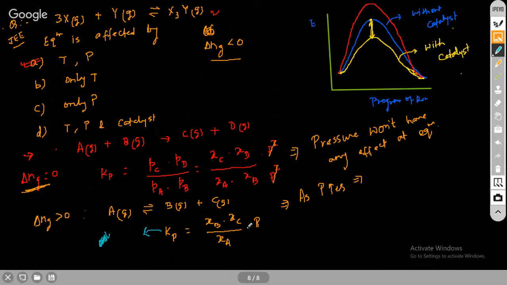And when Xa increases, what should I write here? As P increases, according to Le Chatelier's principle, Xa should increase. When Xa increases, it is only possible when the reaction goes in the backward direction. So as pressure increases, backward reaction is favorable. Again, we can say, as pressure decreases, the reverse of this will be true, and that will be forward. Forward reaction favorable, right?